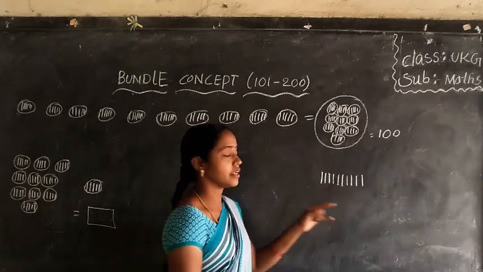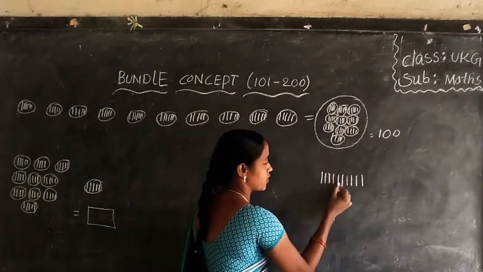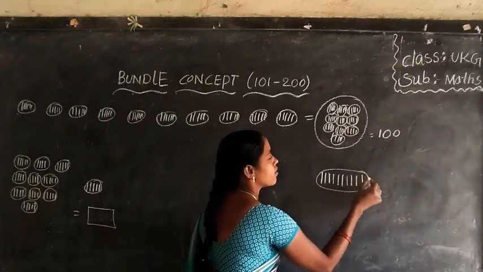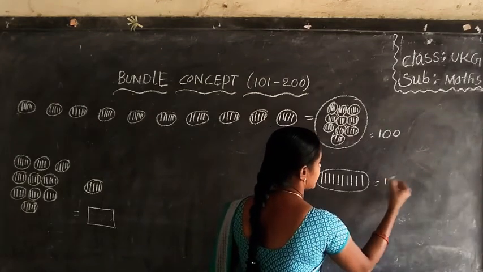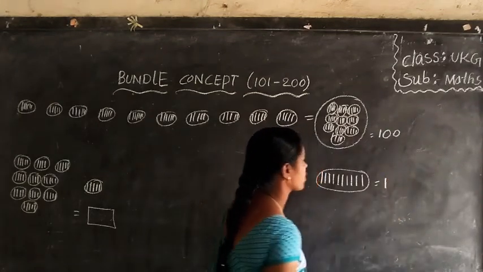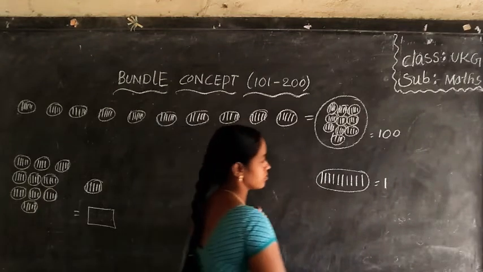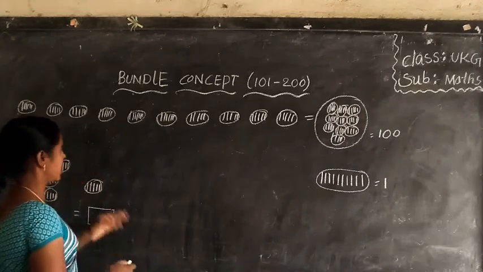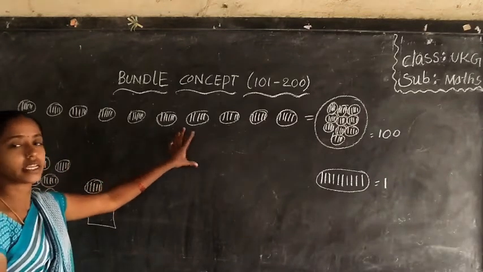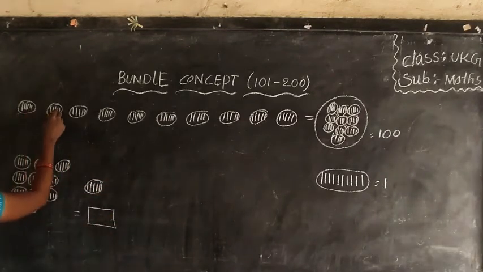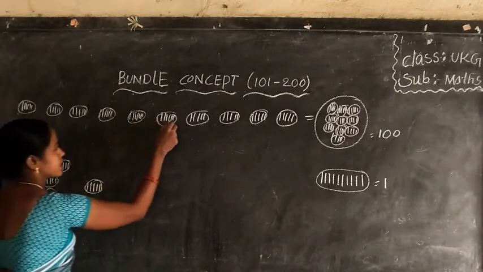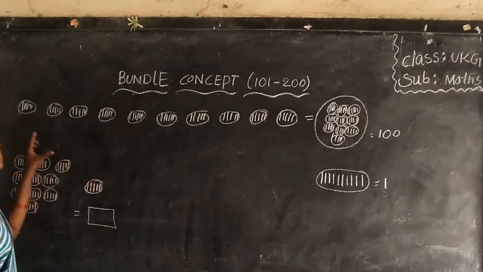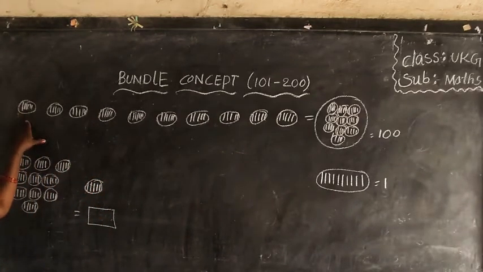Here, how many sticks are there? 1, 2, 3, 4, 5, 6, 7, 8, 9, 10. 10 sticks make 1 bundle. Children, look here. Here, how many bundles are there? 1, 2, 3, 4, 5, 6, 7, 8, 9, 10. One bundle has 10 sticks.